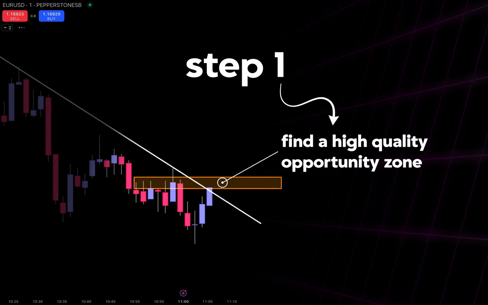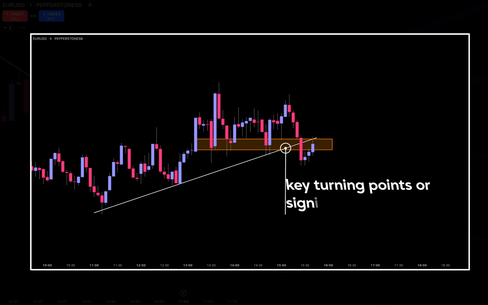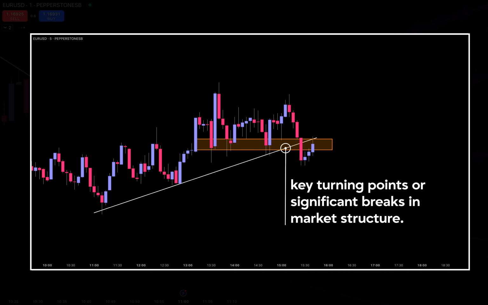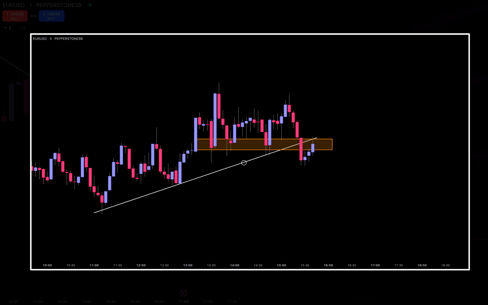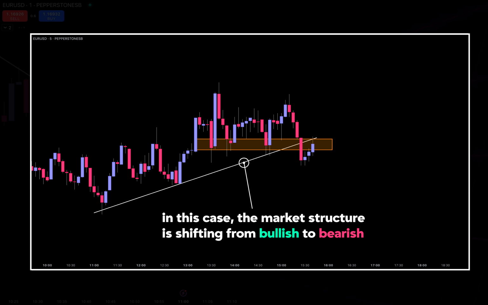Okay everyone, so the first and honestly the most important step in this trading strategy is identifying what I like to call high quality opportunity zones. Now these opportunity zones are simply key turning points, or let's say significant breaks in market structure. So what they do is they clearly indicate when the current market is likely weakening or actually about to reverse, which allows us to enter the trade at the very start of a new move.